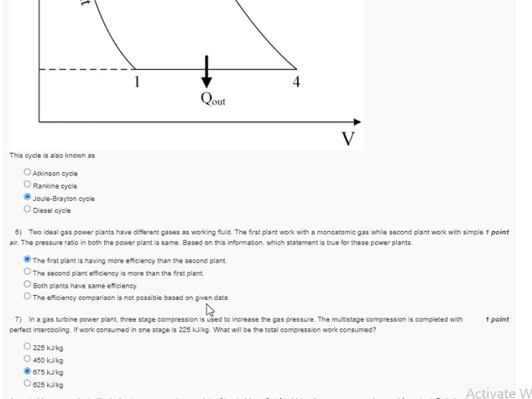Question number 6. Two ideal gas power plants have different gases as working fluid. So if we study the material, then we find that for monatomic gas the efficiency of the plant is maximum. If we further go for diatomic and triatomic gas, then the efficiency of the plant decreases. So the first option is correct. The first plant, which is based on the monatomic gas, has more efficiency than the second plant, because air is a diatomic gas. So the first plant has more efficiency.